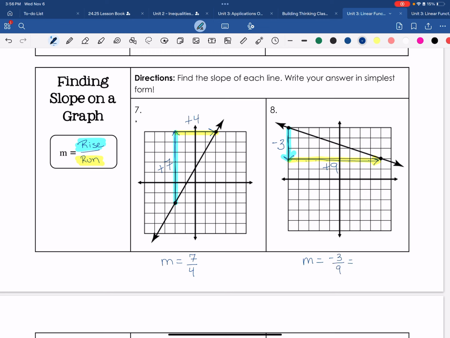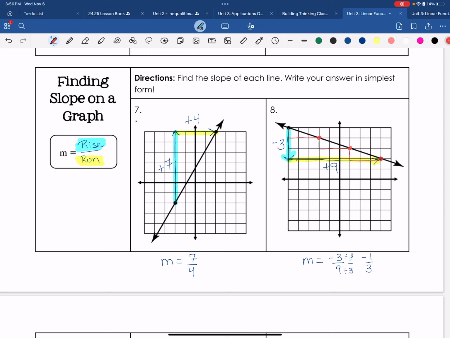Now we always want our slope to be in lowest terms. So I know 3 divides into both 3 and 9, or 3 is a factor of both 3 and 9. And so I get negative 1 over 3 for my slope. So notice now, if I were to start at this point again and go down 1 to the right 3, I hit another point on my graph. I could go down 1 to the right 3, I hit another point.